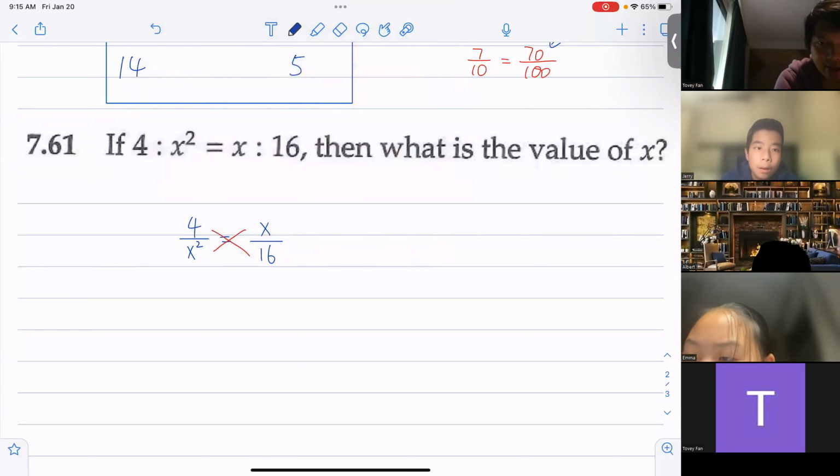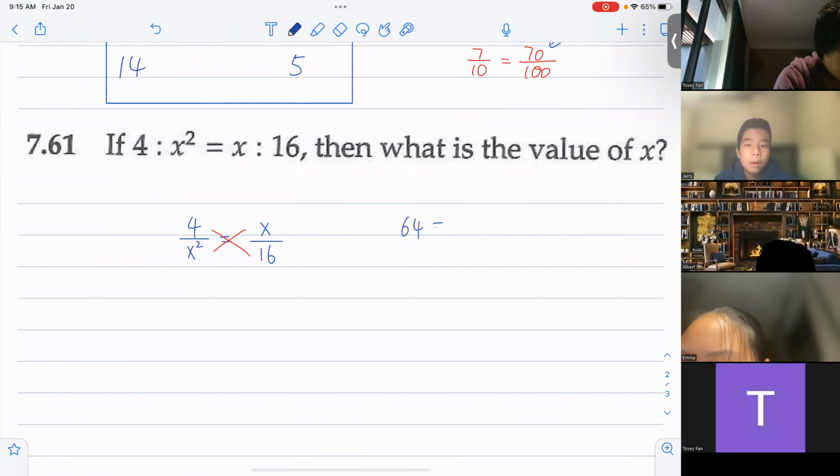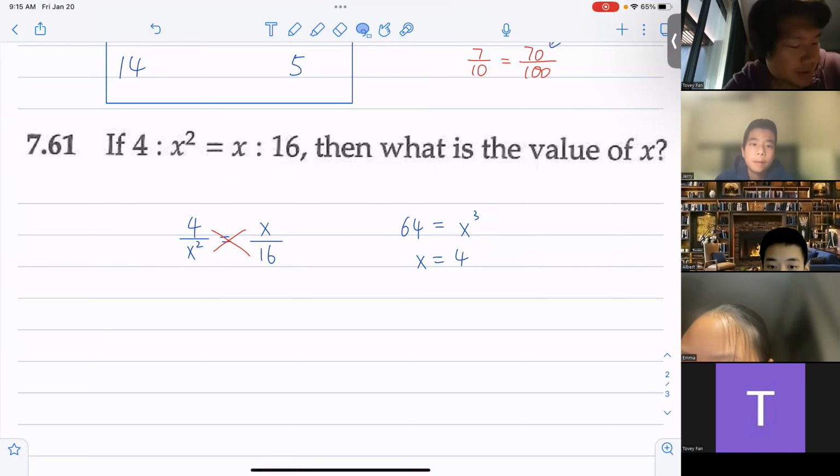So what do we have? 4 times 16, that's 64. x times x squared, that's x cubed. So that means we just need to figure out what number cubed is 64, and that's 4, right? This is like square root and cube root. We haven't really reached that far, but this is a very simple number, so we can figure it out. 64, obviously, that's a bunch of 2s, 2 times 2 times 2 times 2, and then you can easily figure out that's going to be 4.